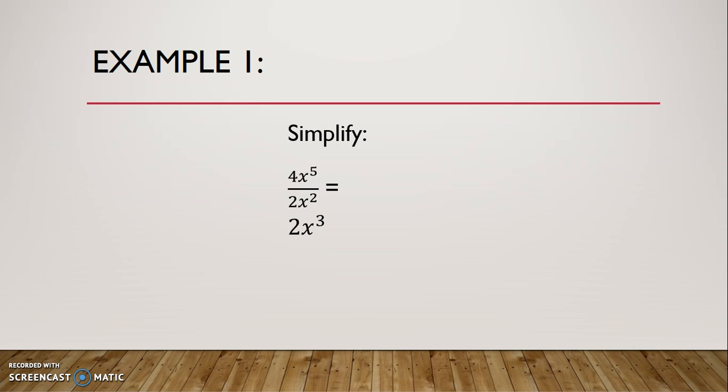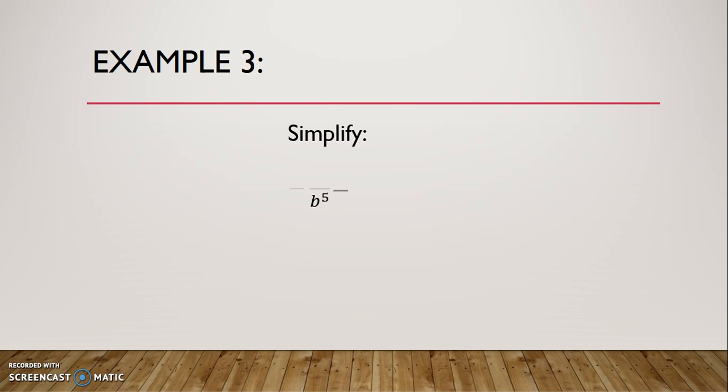Let's do another example. This time we're going to simplify 12n to the 7th over 8n squared. So I have to divide 12 by 8. Well, I can't divide 12 by 8 evenly, but I can simplify that fraction to be 3 over 2. And then when I subtract my exponents, 7 minus 2 is 5, so it's 3n to the 5th over 2. The variable goes to the top because it's positive.